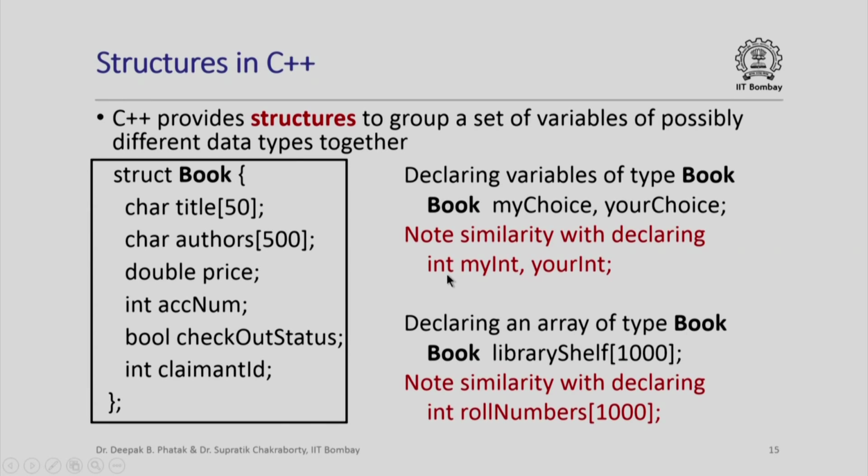Similarly, I could declare an array of type book. So here I am declaring an array called library shelf of size 1000, where each element in this array is of structure type book, and note the similarity with declaring an integer array roll numbers of size 1000.